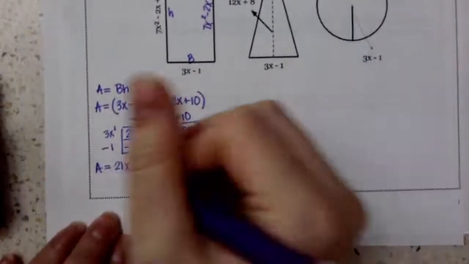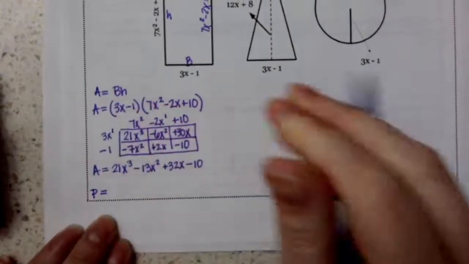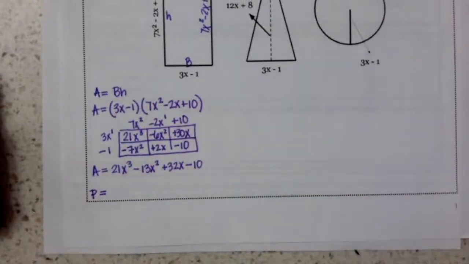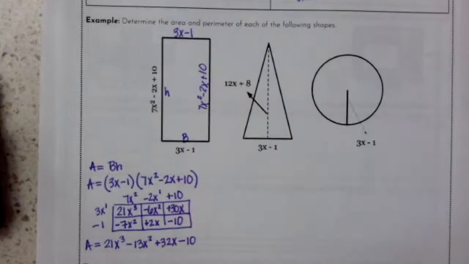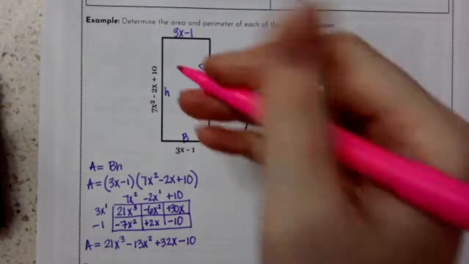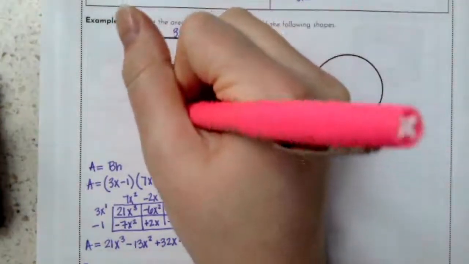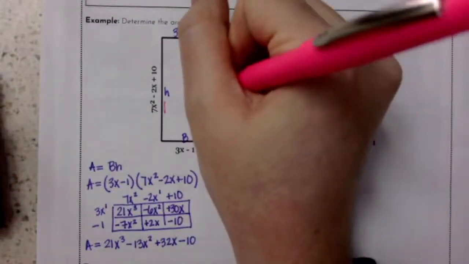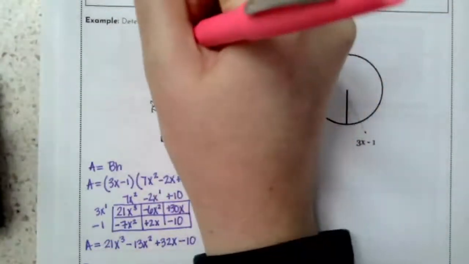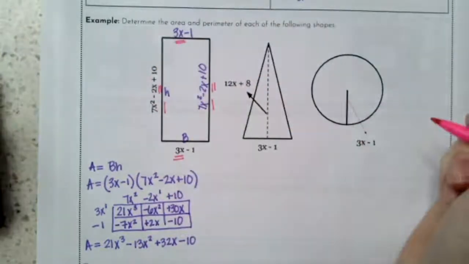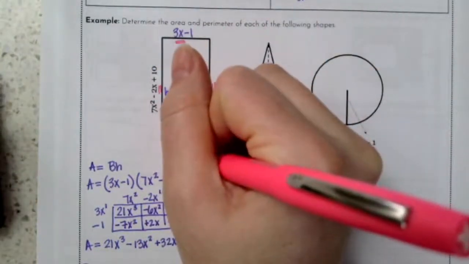So what I do is I am going to add up all my sides, and I'm just going to find my like terms up here, because all I'm doing is adding my like terms. So I have x squared, I have x's, and then I have constants.